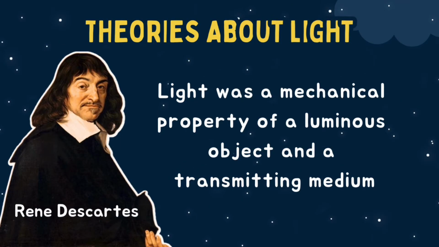He believed that light was a mechanical property of a luminous object and a transmitting medium, and that light can be transmitted through any medium or any luminous object that can generate light. This also states that refraction can be determined by the speed of light in different objects or media.